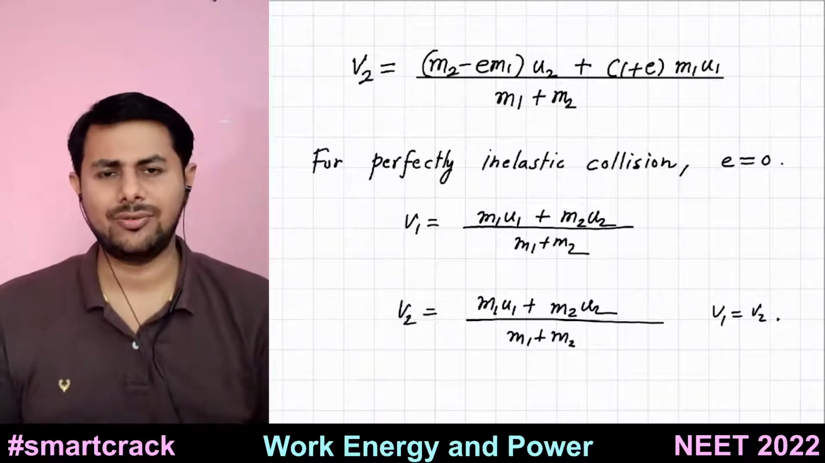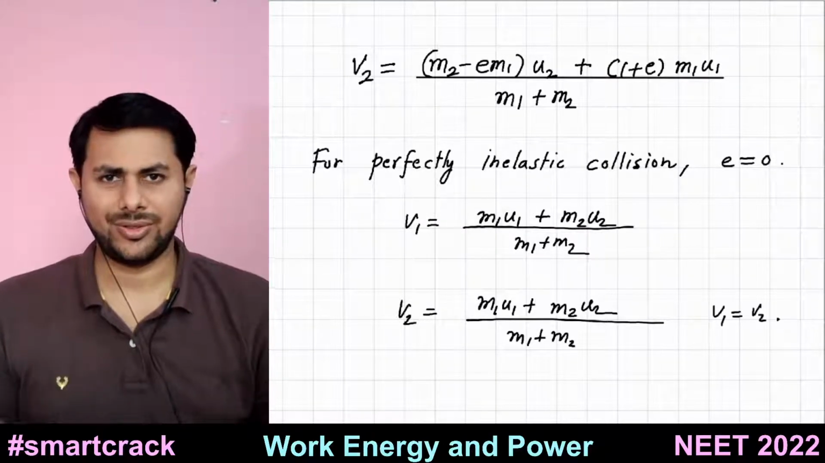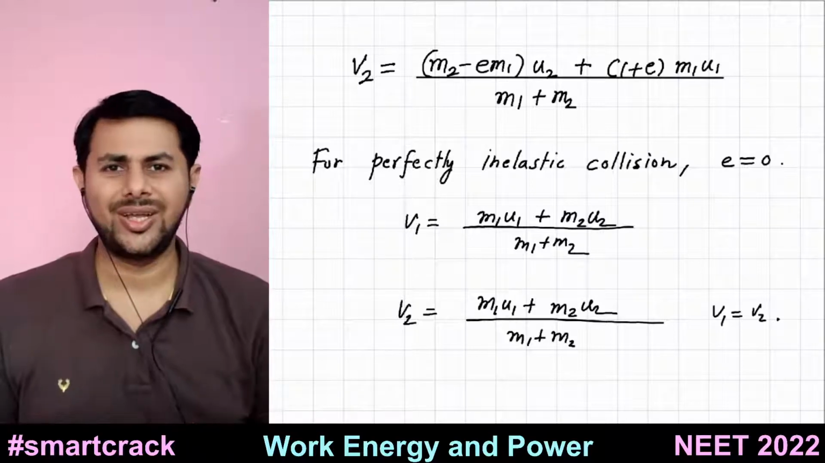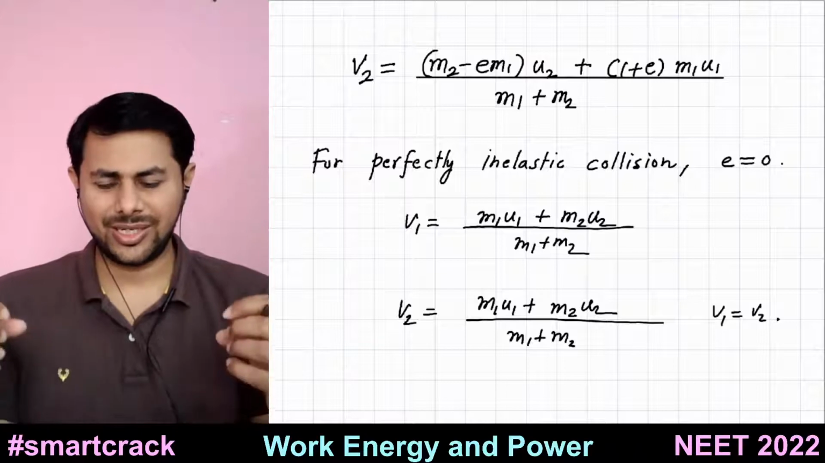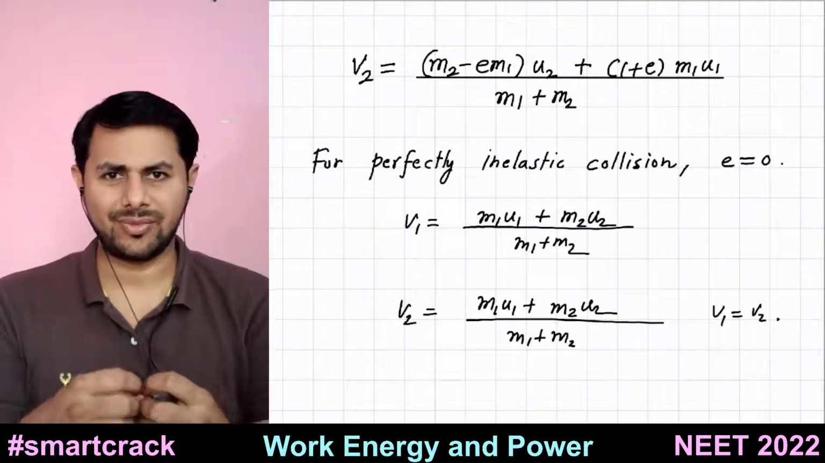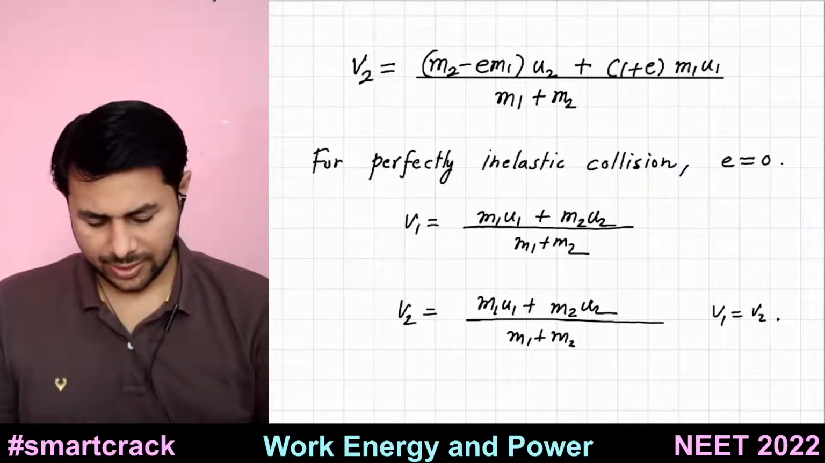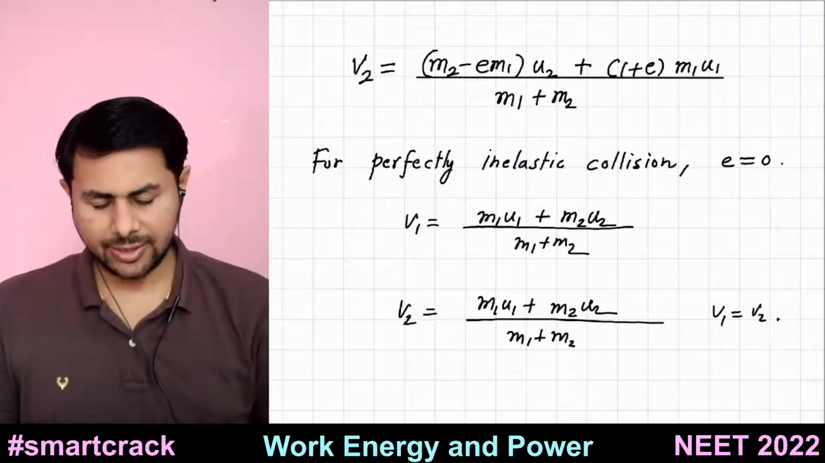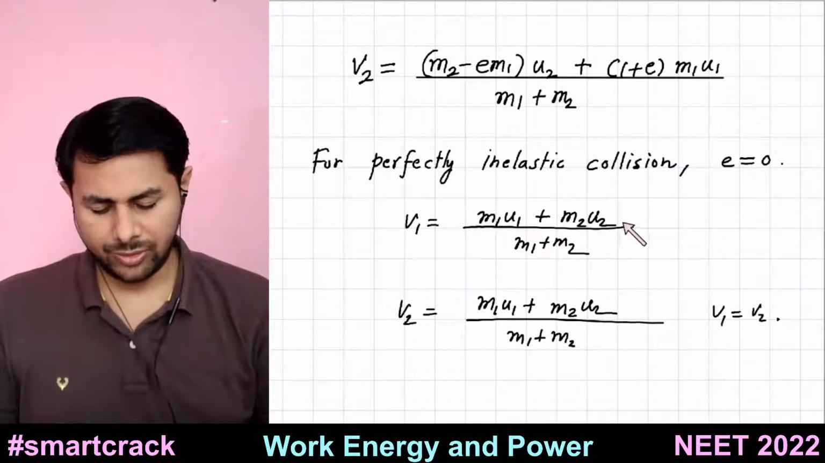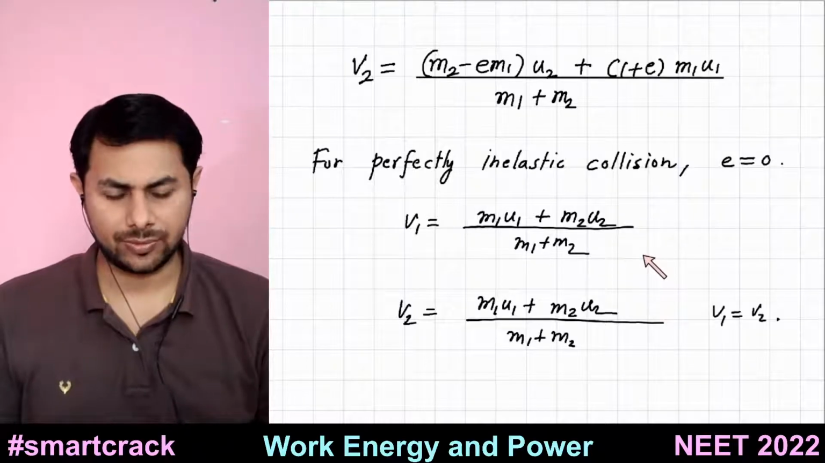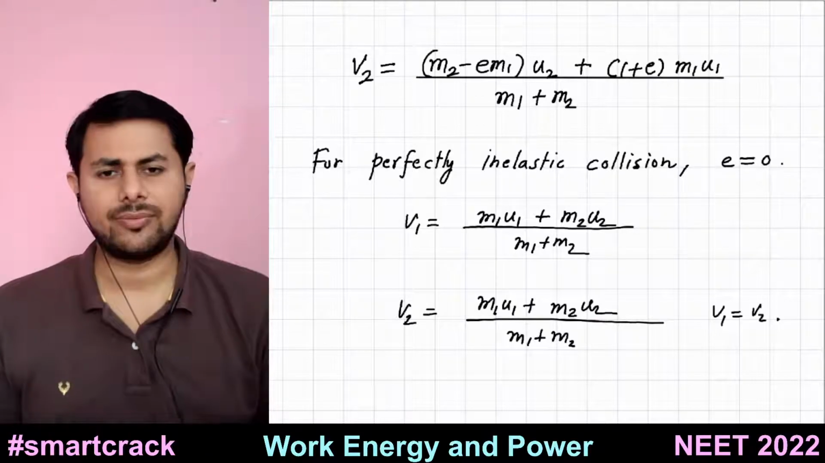So what does it mean when e becomes equal to 0? Velocity of separation is 0. If velocity of separation is 0, that means bodies don't separate after the collision. So they stick together and move together. In that case, if e is equal to 0, this formula gets simplified somewhat. So we get v1 equals (m1 u1 plus m2 u2) divided by (m1 plus m2). And v2 is also the same, (m1 u1 plus m2 u2) divided by (m1 plus m2).